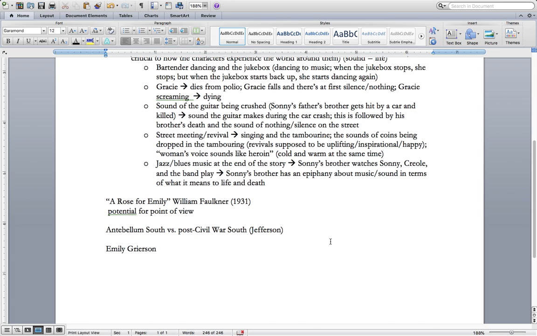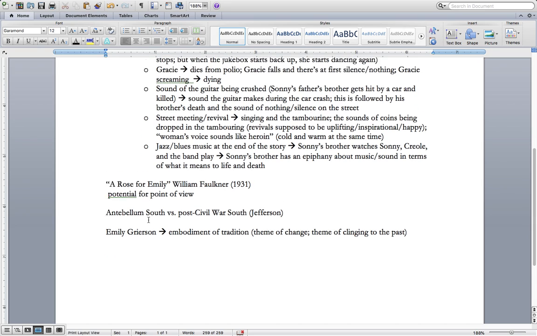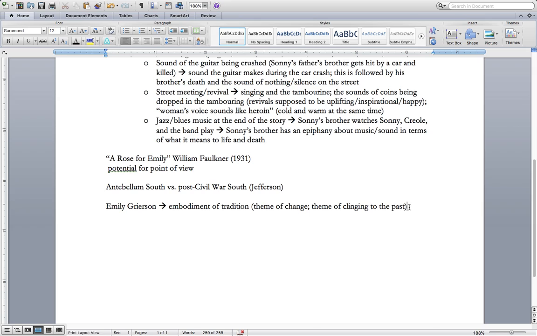And because of this tension between the antebellum South versus the post-Civil War South, you could see Emily Grierson as an embodiment of tradition. So this would lead to a theme of change, or a theme of clinging to the past, not being able to move on, the theme of tradition, all of that type of stuff. And this is seen in a variety of things, and we have the mailboxes.